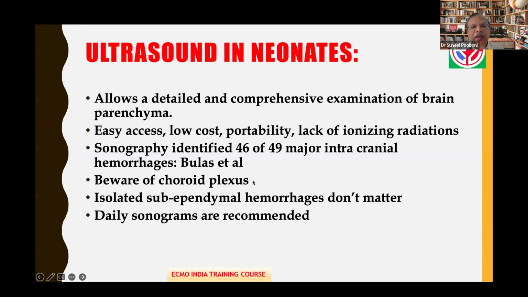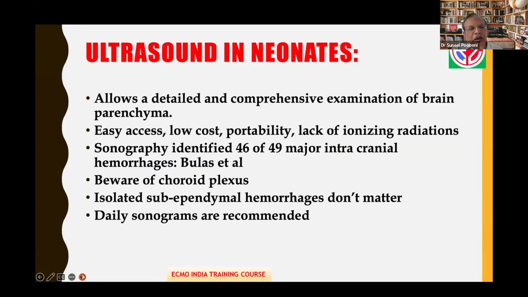Beware of choroid plexus as it mimics collection. So the ultrasonologist or intensivist, whoever is doing the scan, should be aware of choroid plexus and in differentiating it from grade 3 or grade 4 intracerebral bleeds. Intraventricular bleeds too. Isolated subependymal hemorrhages don't matter. If it is a major one, then only that is grade 3 or grade 4, then it matters as a contraindication for going on to ECMO or to consider coming off ECMO.